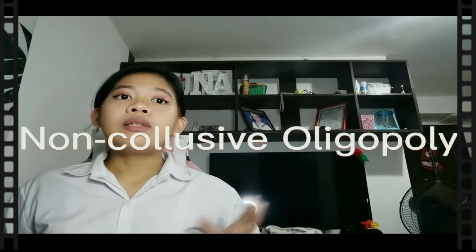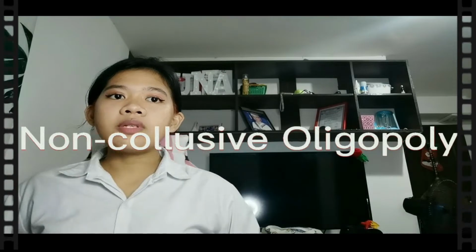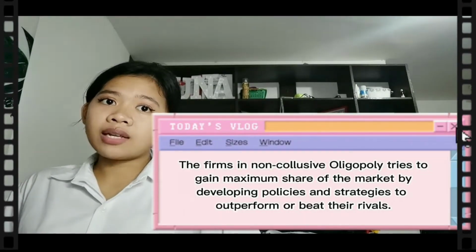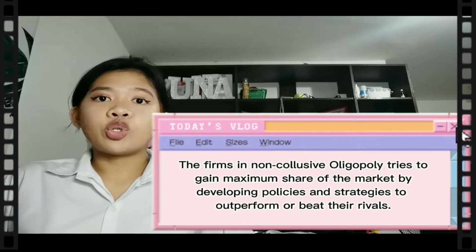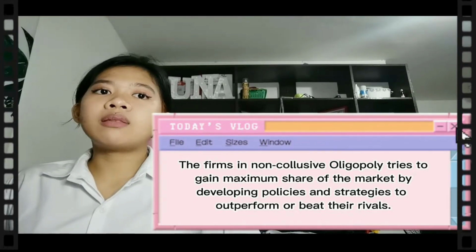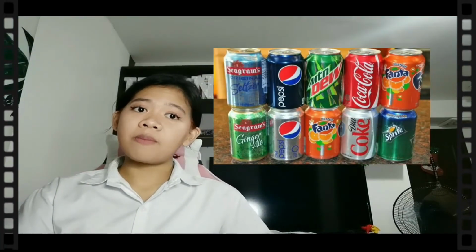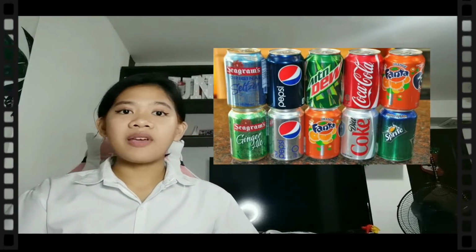Next is non-collusive oligopoly. If firms in an oligopoly market compete with each other, then it is called a non-collusive or non-cooperative oligopoly. The firms in non-collusive oligopoly try to gain maximum share of market by developing policies and strategies to outperform or beat their rivals. Si Coca-Cola at si Pepsi ang example dito. Sila lang yung sikat na soft drinks sa buong mundo. Maraming ginagawang soft drinks si Coca-Cola, pati si Pepsi. Isang product lang sila pero magkakaiba yung mga flavors na ginagawa nila.